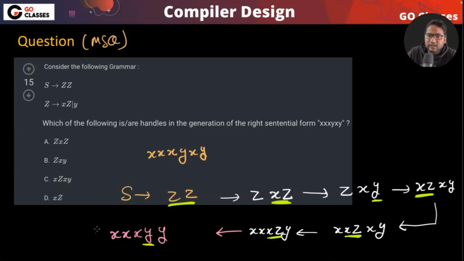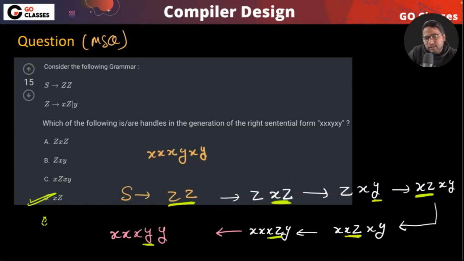So what are the handles here? Is ZXZ a handle in this process? No, right? ZXY is also not a handle. Even though this is MSQ, it seems like only one of the options is true. XZXY, XZ, no, this is also not the handle. Only XZ, yes, this was the handle in one of the right sentential forms. Even though this question was MSQ, still only one option is correct.